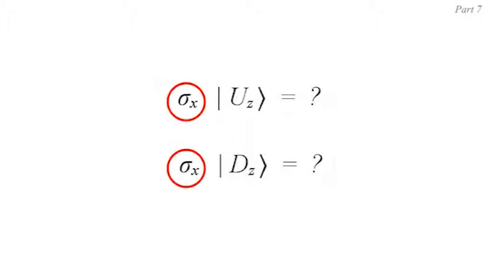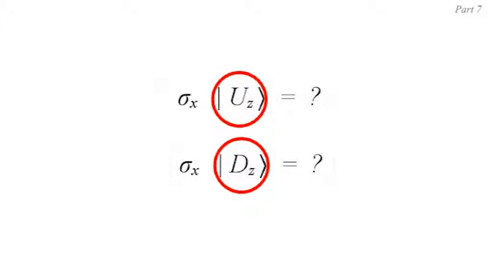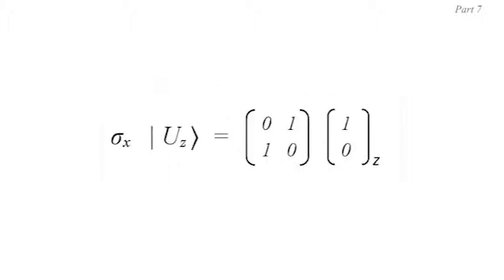We know the sigma matrices and we know the vectors that represent the states, so it should just be a case of doing the multiplication of the spin matrix times the state vector. Here's the mathematics for the first of these two, sigma x acting on the up state in terms of the matrix and vector multiplication.